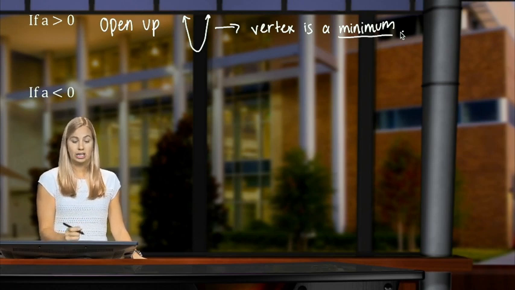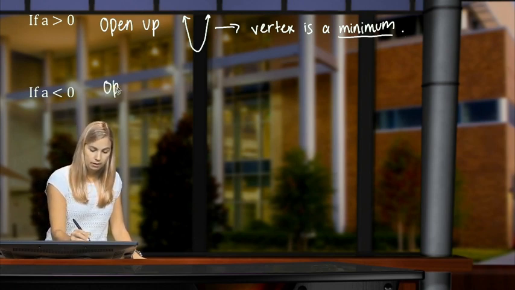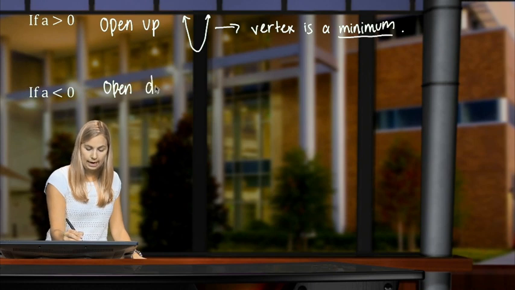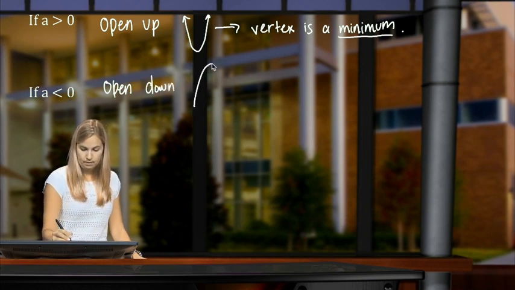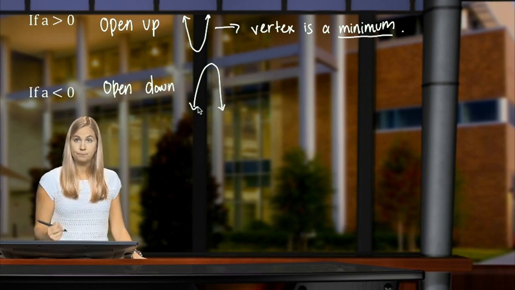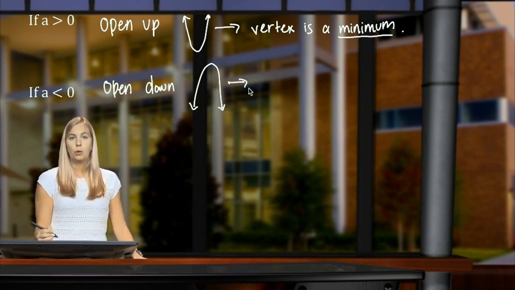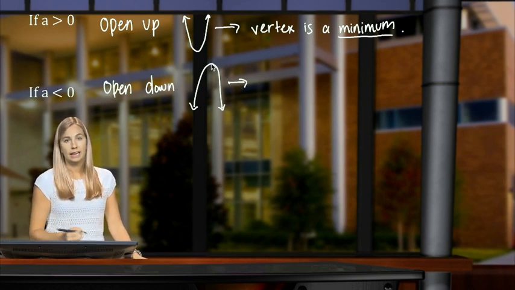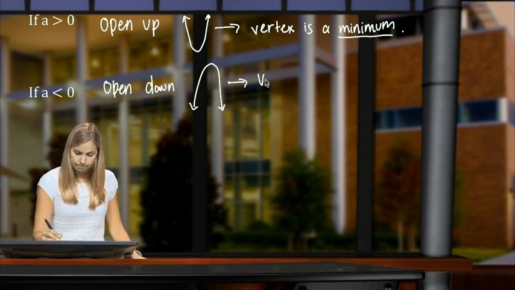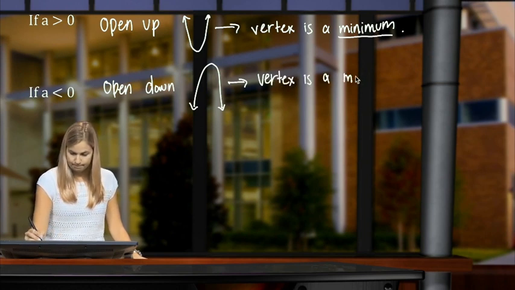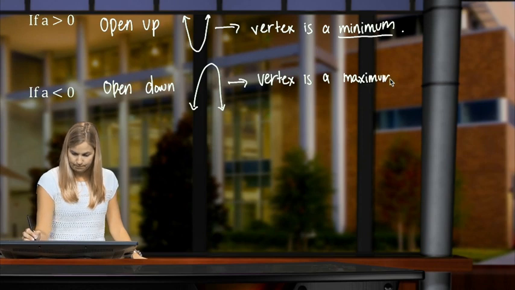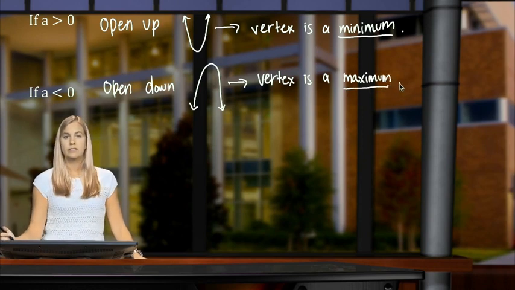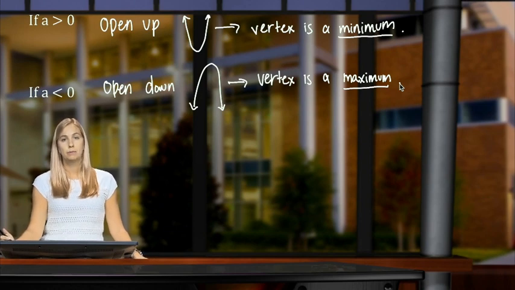Now, if my lead coefficient is negative, then my parabola will open down, and it'll have a shape like that. When my parabola opens down, if you notice, the vertex is now at the very top, which indicates that your vertex is the maximum. Since the vertex is either the minimum or the maximum, it's going to help identify the range of the polynomial as well.